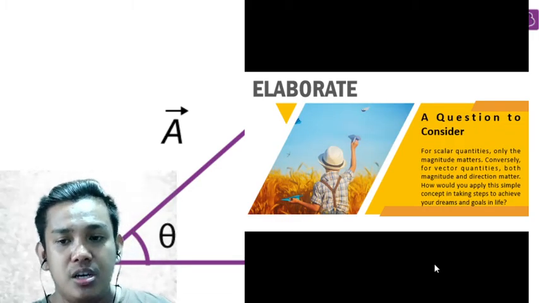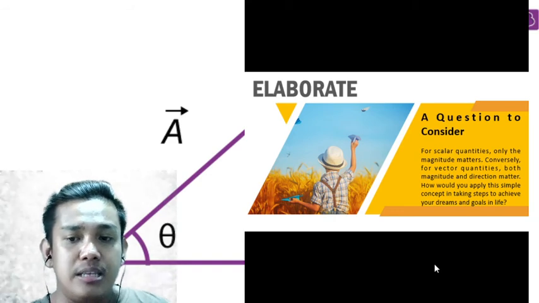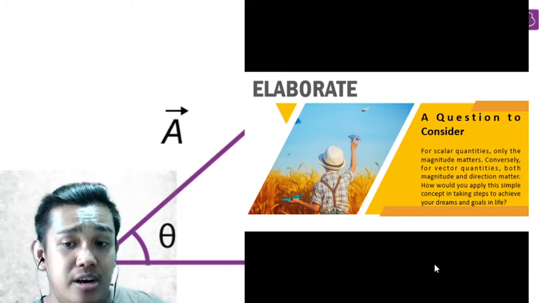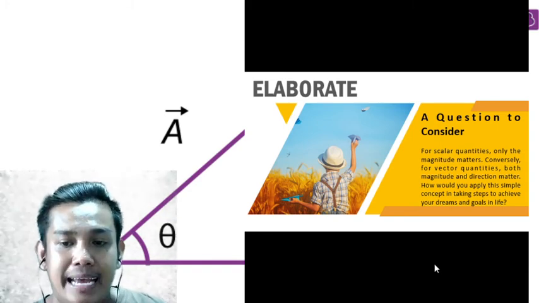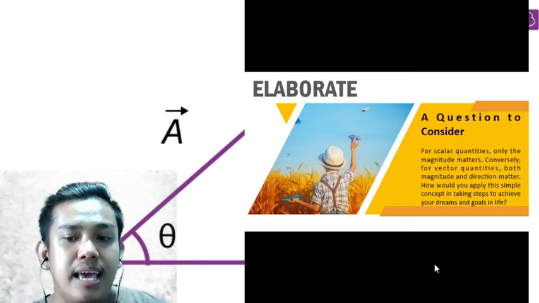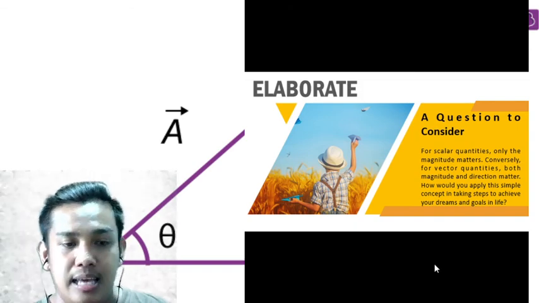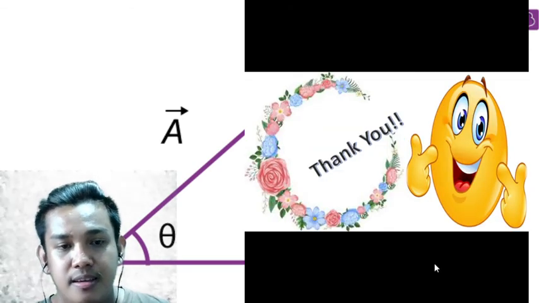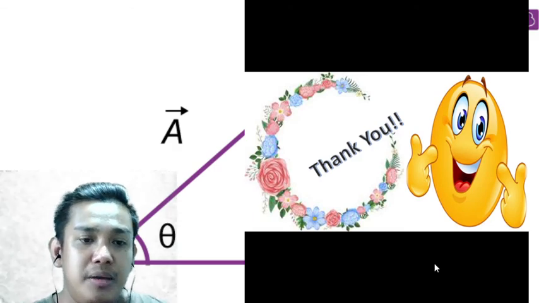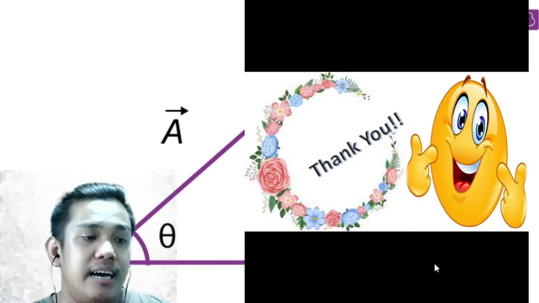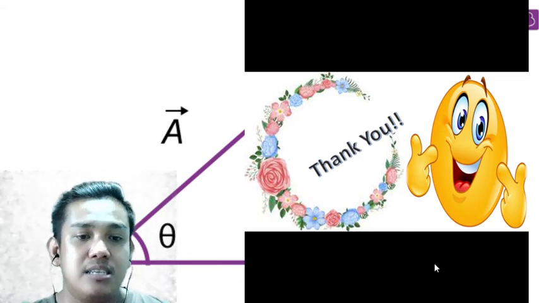So, a question to consider. For a scalar quantity, only the magnitude matters. Conversely, for a vector quantity, both magnitude and direction matter. How would you apply this simple concept in taking steps to achieve your dreams and goals in your life? That is my question for you. You may answer that question in your own idea and about yourself because that is for you.